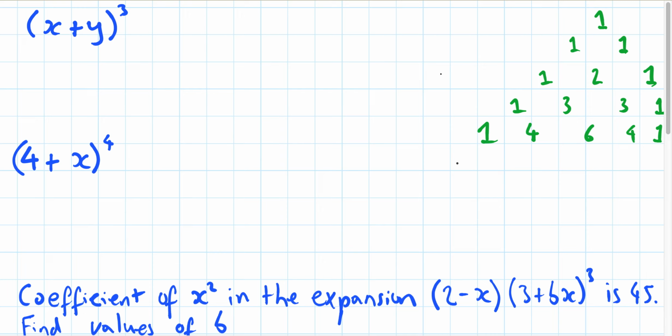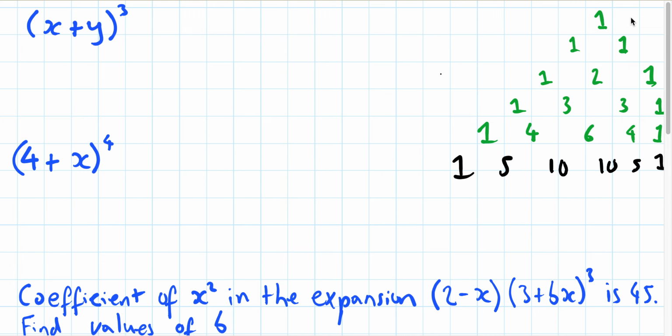So next one will be 1. I'll just write in 1. 4 plus 1 equals 5. 4 plus 6 is 10. 6 plus 4 is 10. 5, and then 1 again on the end, and it makes a nice triangle.